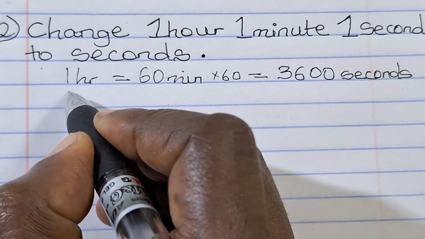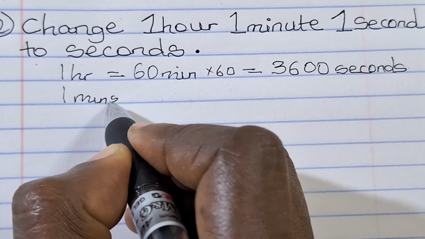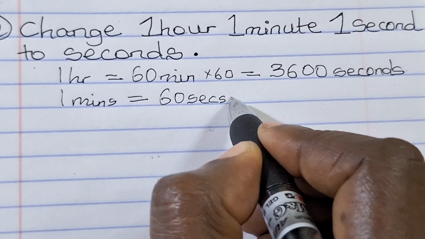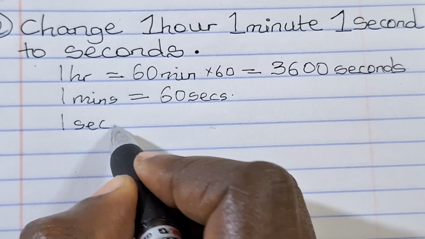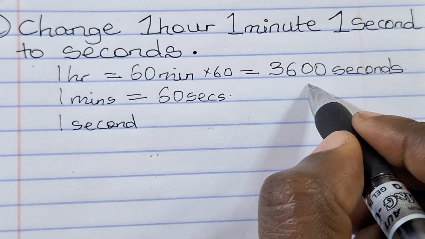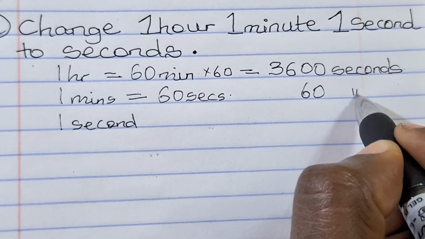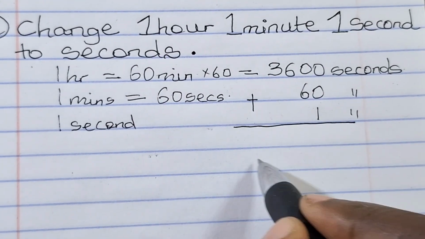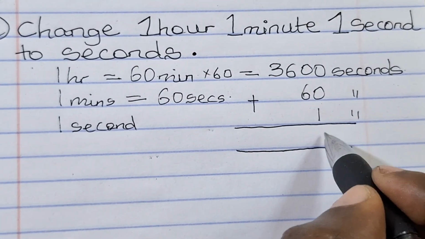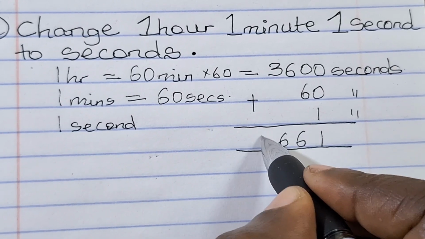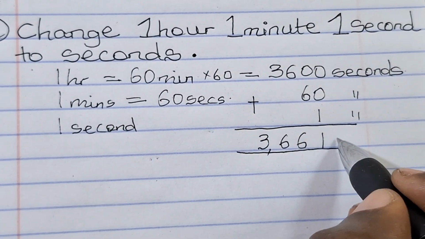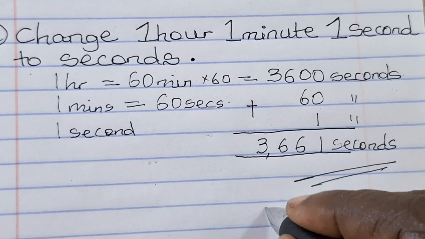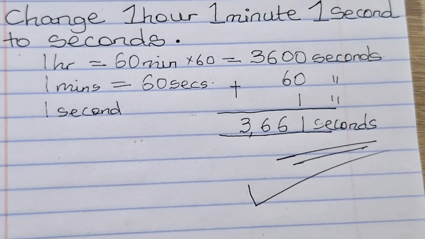Let's go. 1 minute. 1 minute into seconds is just 60 seconds. And remember, we have 1 second. Okay, so I add my 60 seconds, and I add my 1 second as well. Addition of all of this gives me 3,661 seconds. And I'm done. Easy.